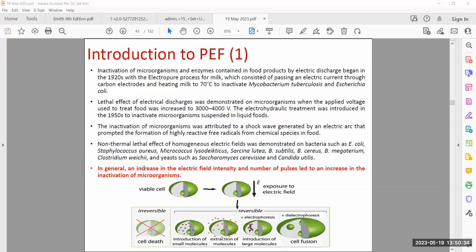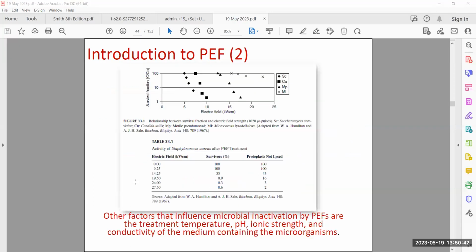So in general, an increase in the electric field intensity and the number of pulses leads to an increase in inactivation of microorganisms. Other factors that influence microbial inactivation are the treatment temperature, the pH, the ionic strength, and of course the conductivity of the medium. So depending on what type of food product you are treating with pulse electric field, it would give you a different effectiveness.